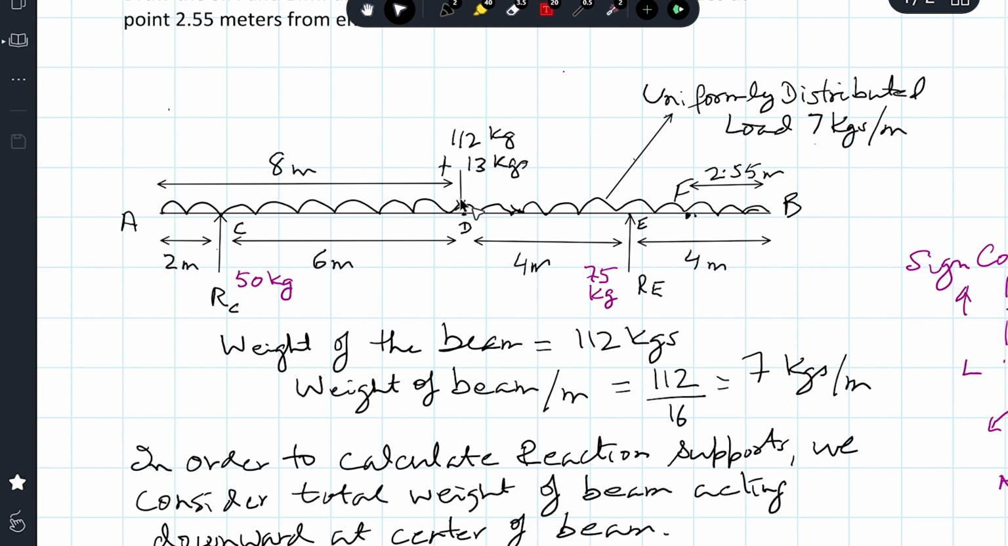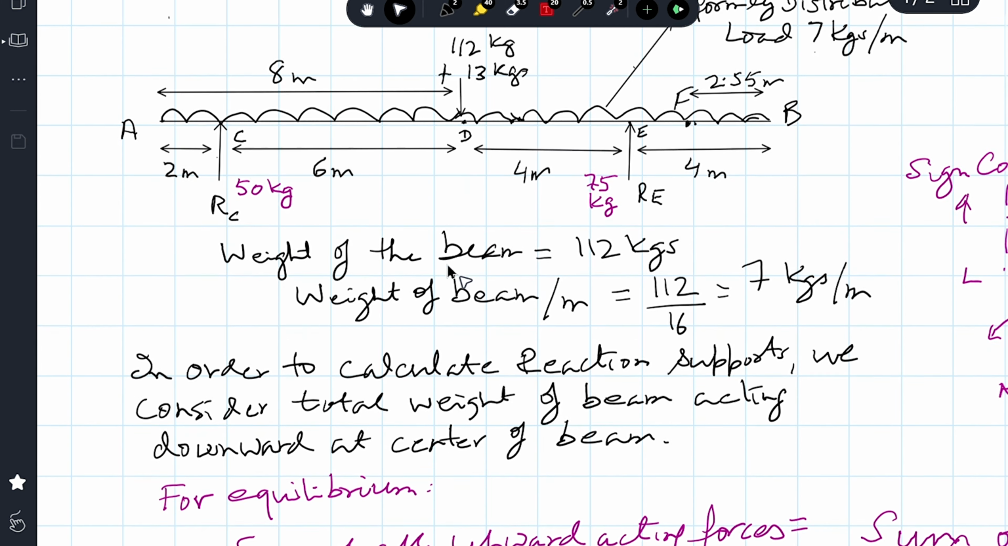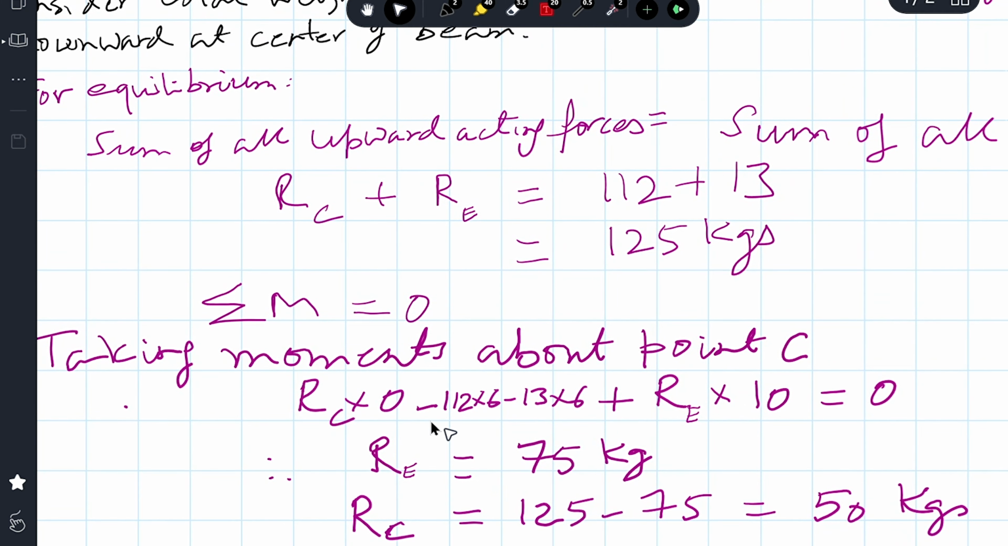Similarly, 13 kg weight is acting at the mid length. Its lever from the point C will also be 6 meter. So we have two moments, 112 and 13, both acting downward and causing hogging moments, so they will be marked as negative. So minus 112 into 6, minus 13 into 6. 112 is the weight of the beam and 13 kg is the point load at the mid length of the beam. Both will be minus because they are hogging moments.